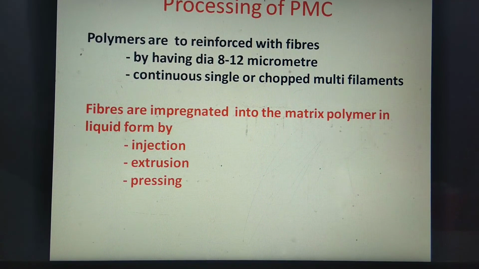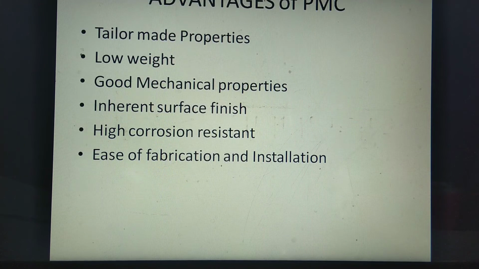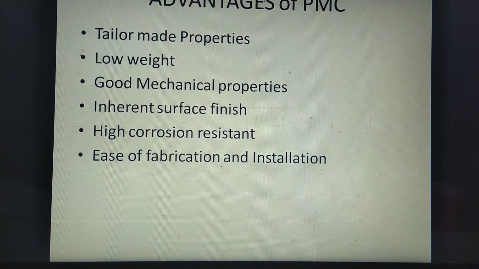Regarding the advantages of using these polymer matrix composites, it may possess the tailor-made property. Just to give you an example, suppose you want to get a shirt stitched according to our size, what is the procedure that we have to follow? We have to go to the cloth merchant, buy a piece of cloth, and then go to the tailor and tell him to stitch a shirt according to our dimensions or measurements.